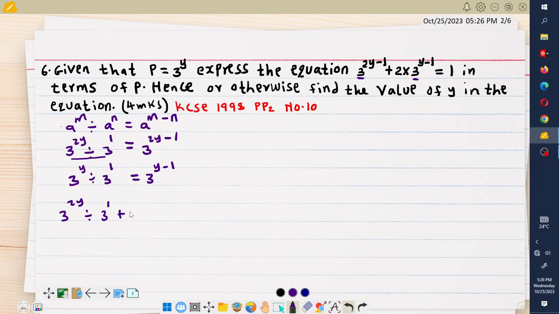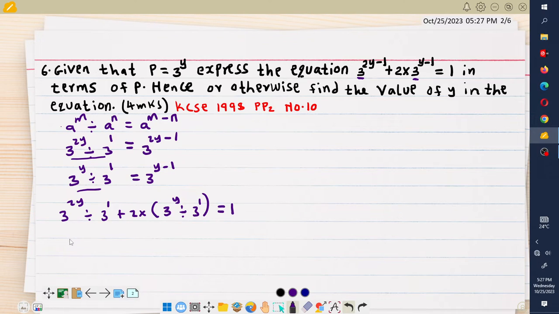So plus 2, then multiplied by into bracket 3 power y minus 1. I've expressed it this way. So this is 3 to the power of y, then divided by 3 power 1. So I'm doing this so that I can easily substitute the value of p that I have. So this will be equal to 1. So I can still break this one down.